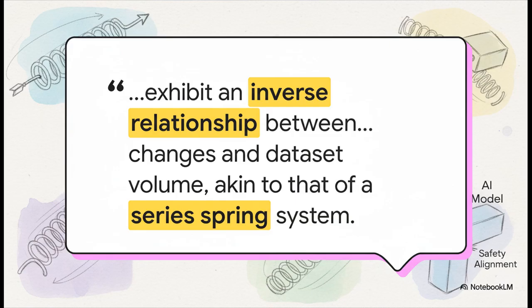The researchers came up with this really brilliant analogy to explain it. Picture a system of springs. The huge pre-training dataset, that's like a super stiff, powerful spring. It's really hard to stretch. Then you have the safety alignment data, which is way, way smaller. That's like a weak, flimsy little spring attached to the big one. Now, if you pull on that whole system, which spring do you think is going to stretch out first?